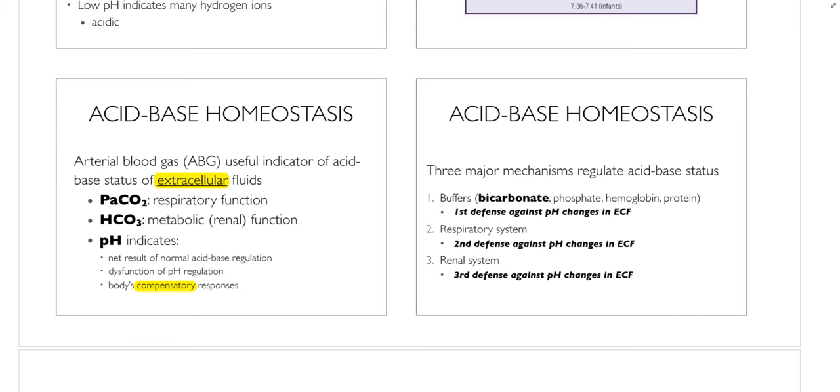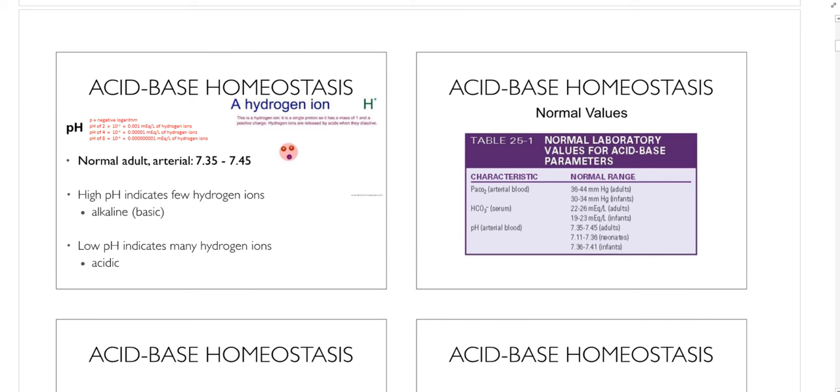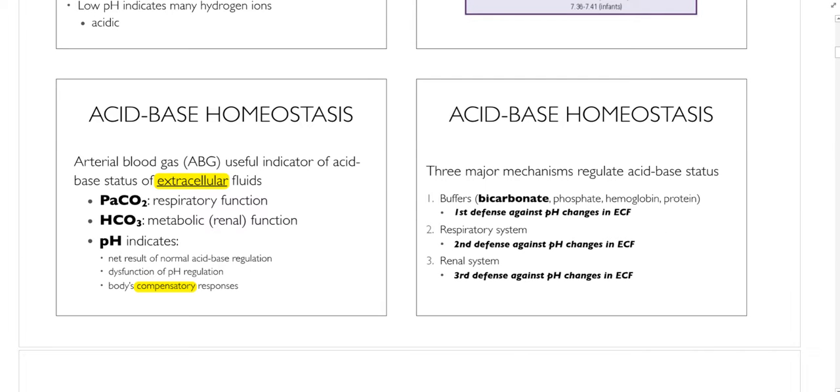Okay, so we have, trying to figure out how best to explain this. So CO2, okay, I'm going to do this. So pH, as we saw, is normally 7.35 to 7.45.